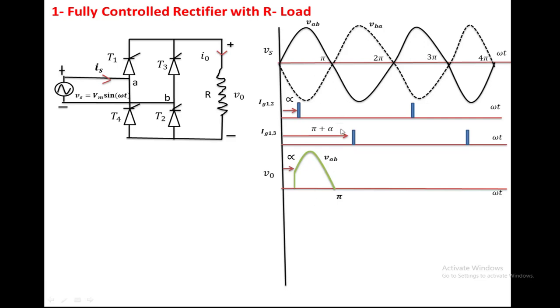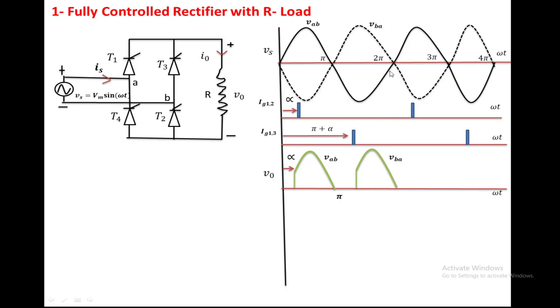Again, between pi and pi plus alpha, no device is conducting. Even though T3, T4 is forward biased after pi, we apply the triggering voltage to T3, T4 at pi plus alpha. So T3, T4 will be on at pi plus alpha. At angle pi, T1, T2 turns off because of natural commutation. So now at pi plus alpha, because T3, T4 is on, the load voltage equals the input voltage across T3, T4, that is VBA. From this point you have to see how the VBA voltage changes up to 2 pi.